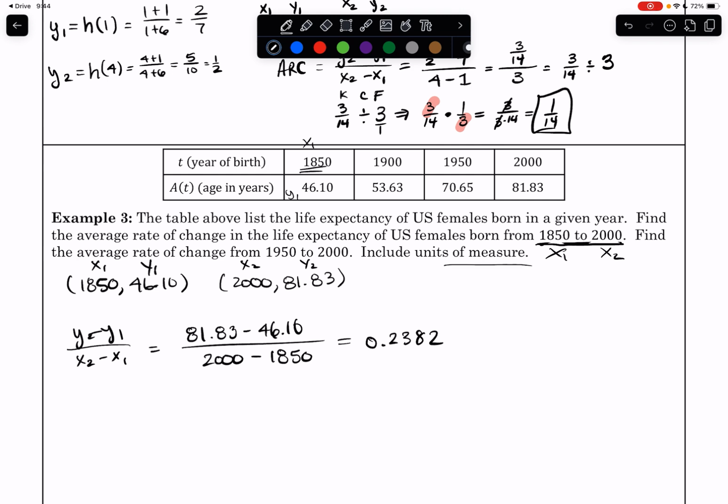They want us to use again the measurement. Well, our measurement is going to be our age per year. So from 1850 to 2000, the life expectancy is increasing by 0.23 years. Well, they're becoming 0.23 years older per year. Okay, so the age in years over years.